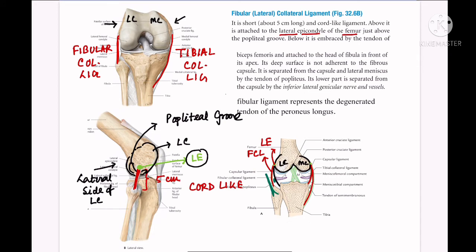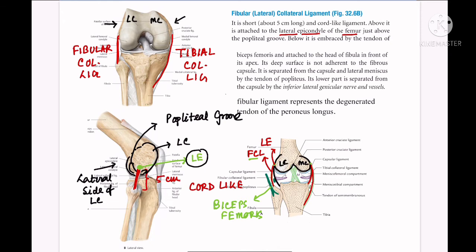Now, regarding the relation of the fibular collateral ligament, below it is embraced by the tendon of biceps femoris. You can see the tendon of biceps femoris, which is present lateral to the fibular collateral ligament. So the below and lateral relation of the fibular collateral ligament is the tendon of biceps femoris, and this biceps femoris is attached to the head of the fibula.